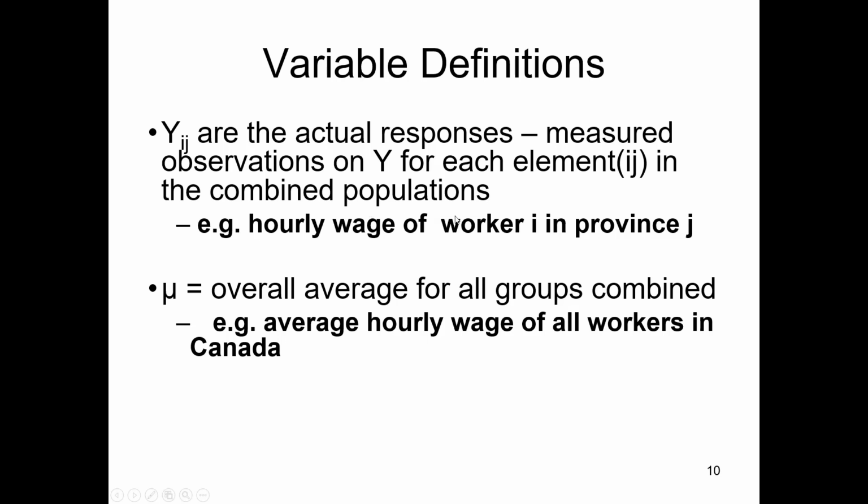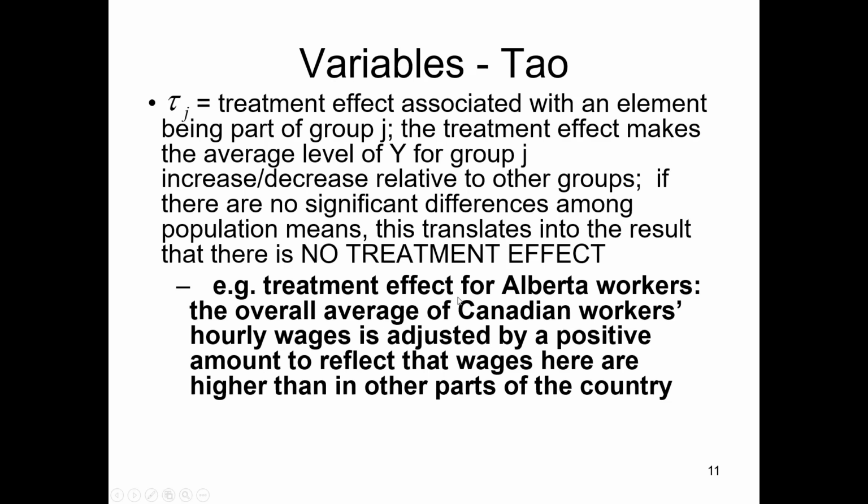So for instance, if we're looking at hourly wage, we're looking at an hourly worker in a given, let's say, province. So province would be our factor in that particular respect. Mu would be the overall average across all groups combined. Average across all groups. And then the treatment level would be, let's say, the province that you're in.